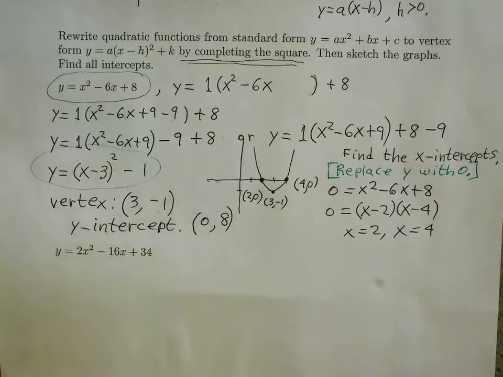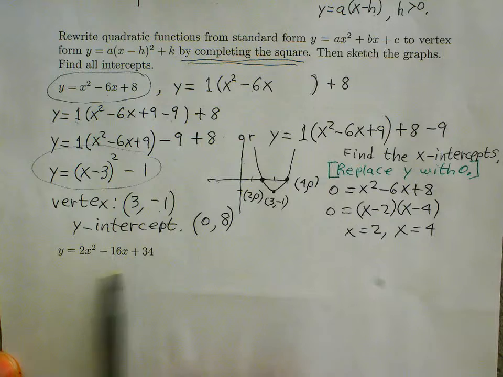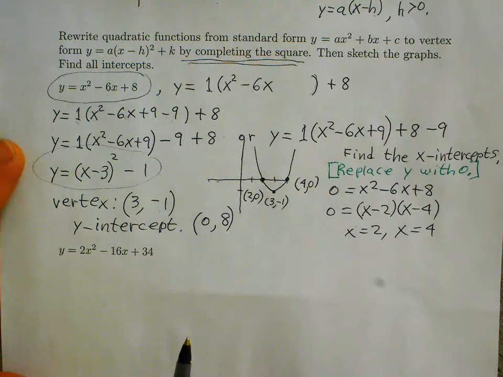Okay, let's look at the next quadratic function. This one, y equals 2x squared minus 16x plus 34. So let's get this into vertex form by completing the square.